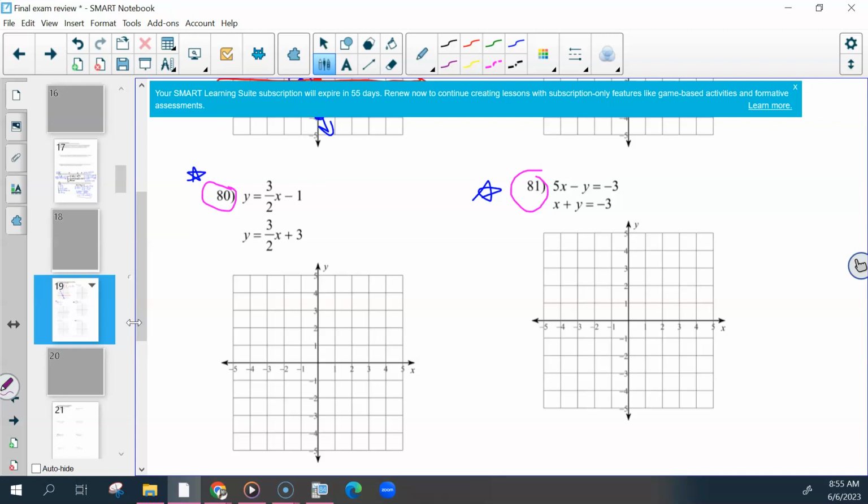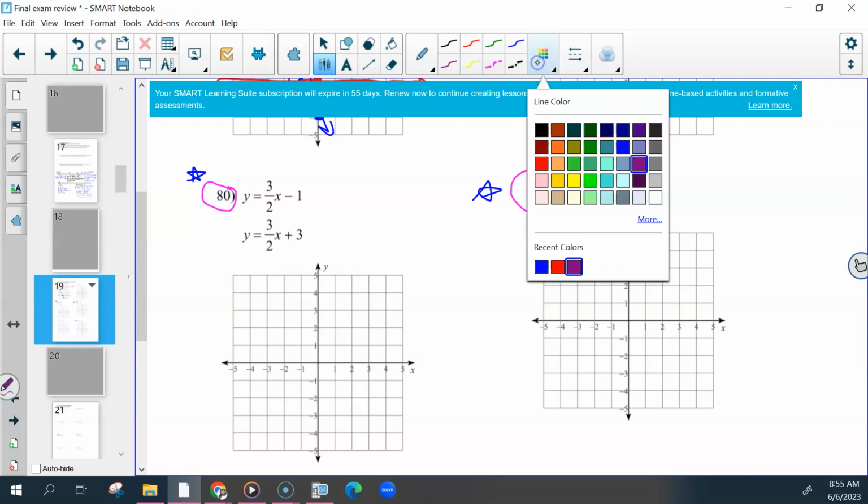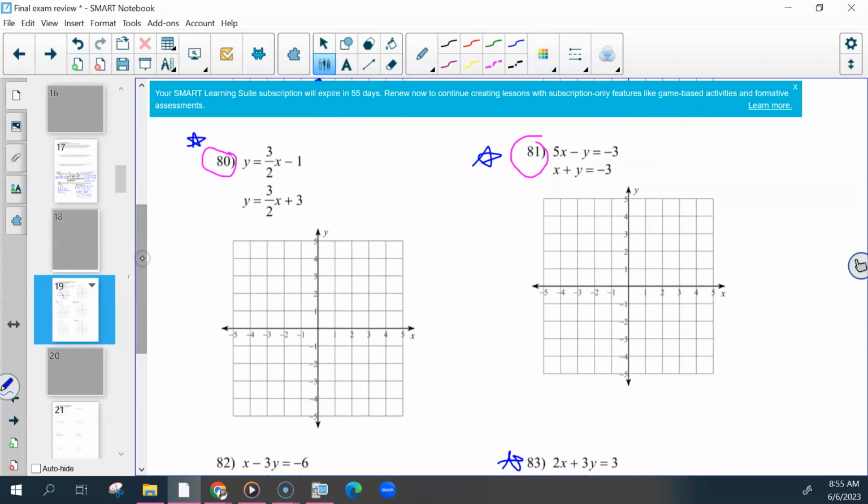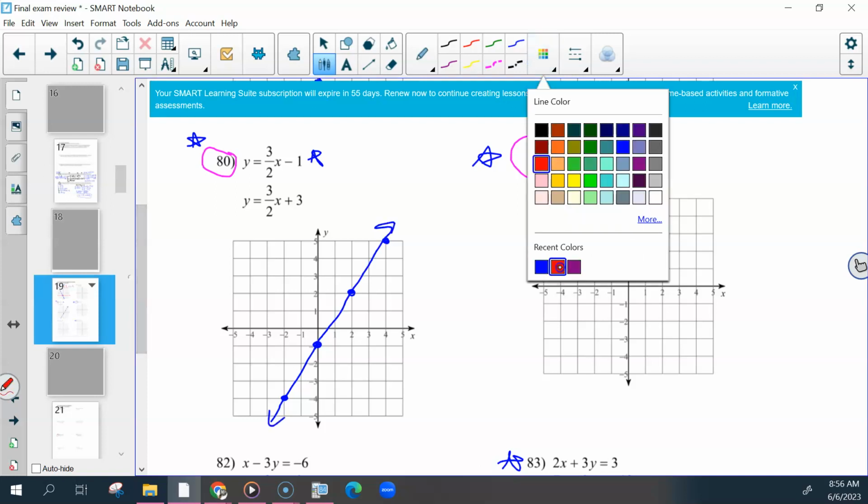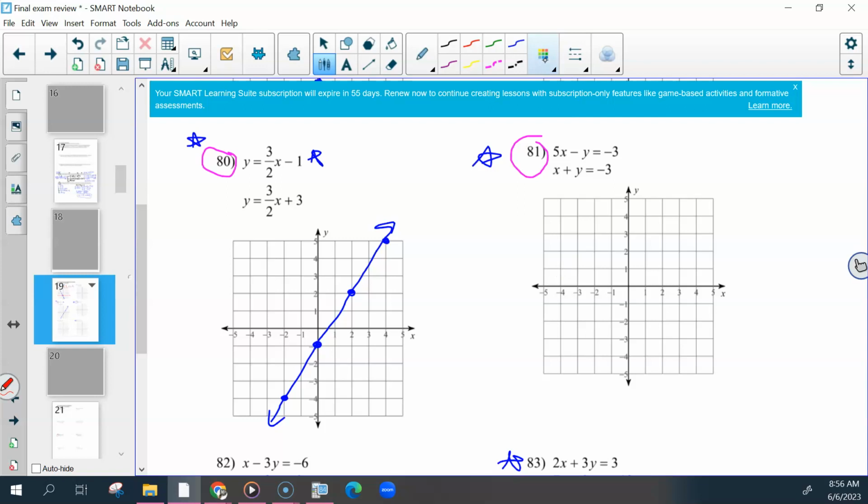80 is similar. Graph them both. So for this first one, it starts at -1. The slope is 3/2, and it's positive, so we can go up 3 to the right 2 as many times as possible, or down 3, left 2 as many times as possible. Connect those dots, draw a line, make arrows at the end. And then do the same thing with the other one.